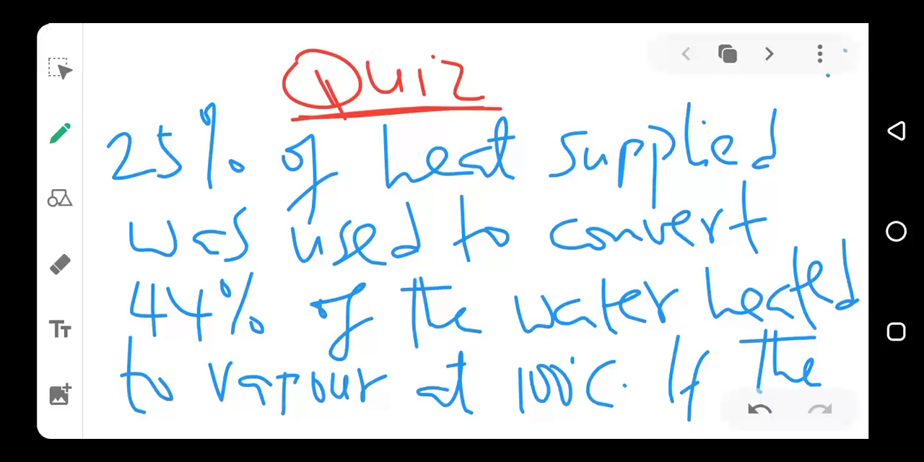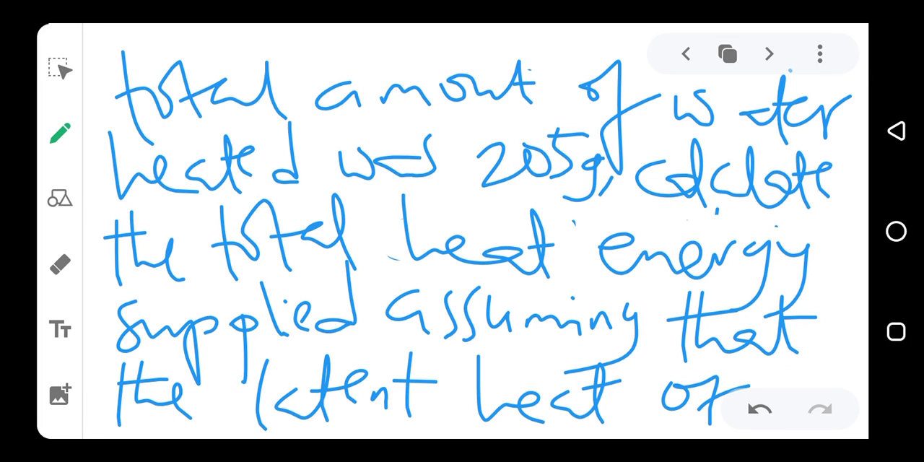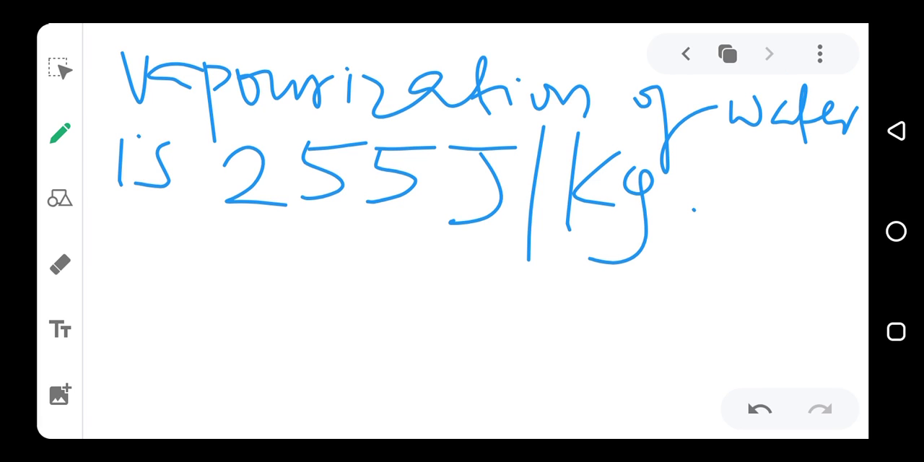25% of heat supplied was used to convert 44% of the water heated to vapor at 100 degrees Celsius. If the total amount of water heated was 205 grams, calculate the total heat energy supplied, assuming that the latent heat of vaporization of water is 255 joules per kilogram.